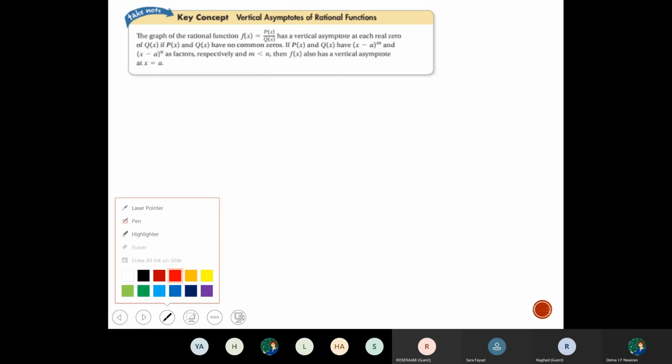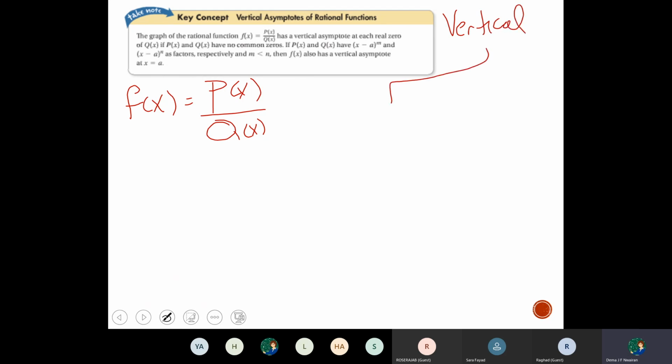Now, we said that the rational function f of x is p of x over q of x. I want now to know how we can find the vertical asymptotes. If I want to find the vertical asymptotes, I just have to check the zeros of the function. So for the vertical asymptotes, I have to look at the zeros of the function.